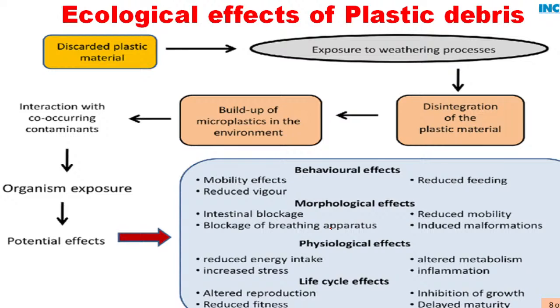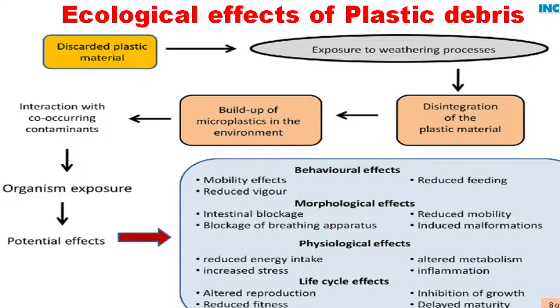These are the ecological effects of plastic debris. If we discard any plastic material anywhere, on land or at sea, it will be considerably exposed to weathering processes like photolysis, UV radiation, and other oceanic processes like waves and tides. These will convert larger material into smaller material. Then it will ultimately increase microplastic contaminants in coastal and open sea.